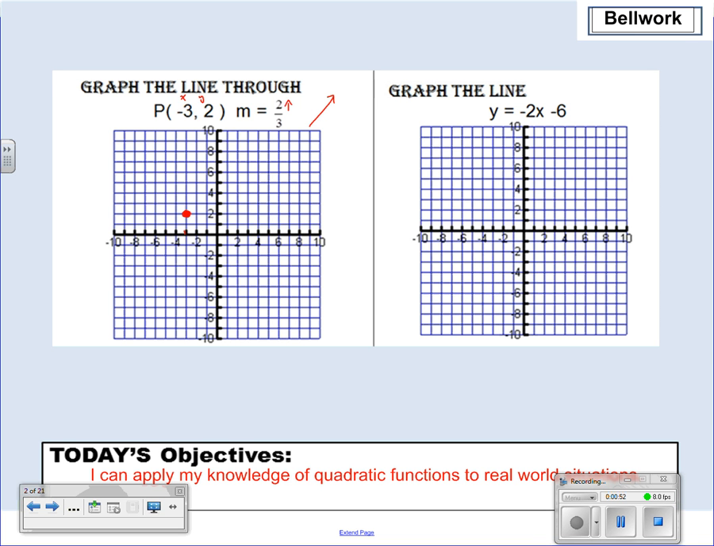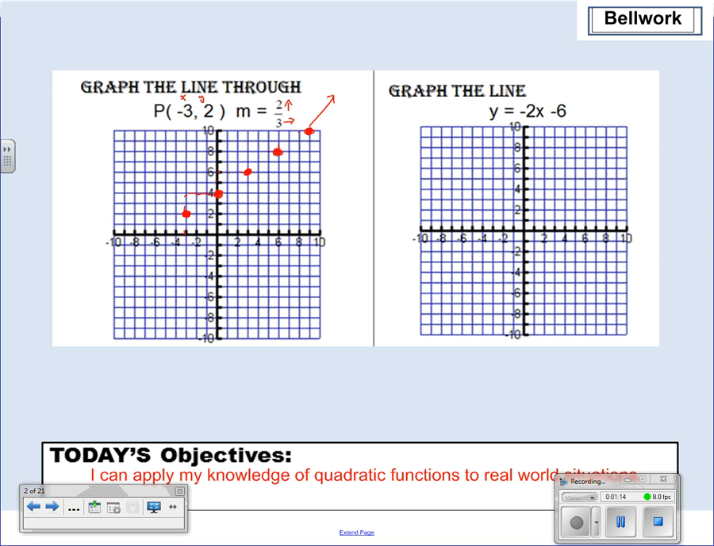This means the top number tells you how far to go up, and the bottom number tells you how far to go to the right. So we're going to go up 2 and to the right 3. Up 2 to the right 3, up 2 to the right 3, getting our points throughout the entire graph.